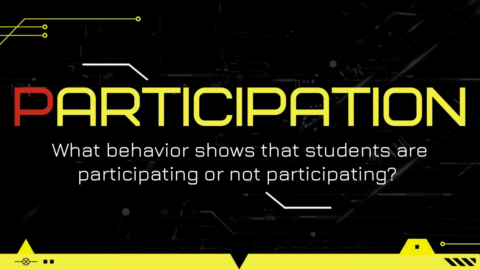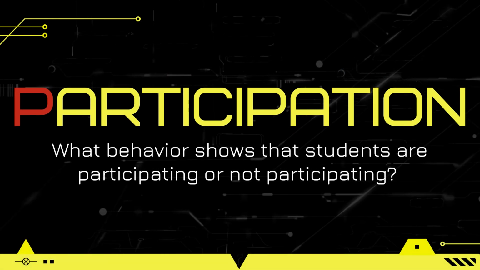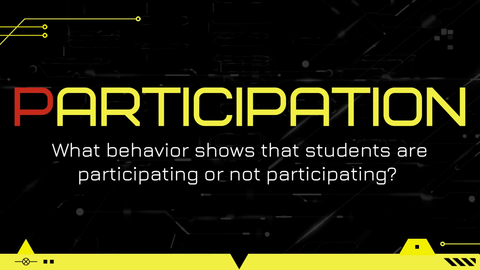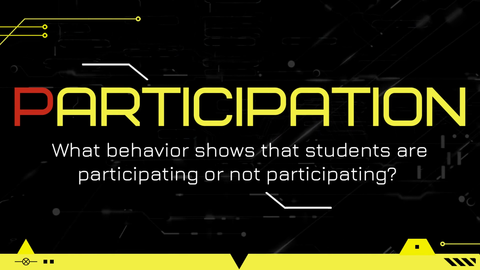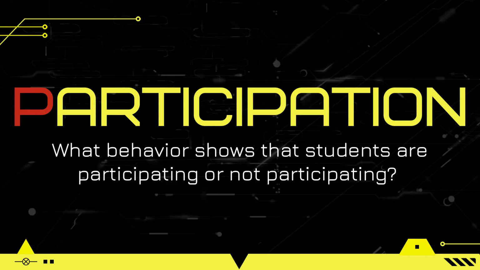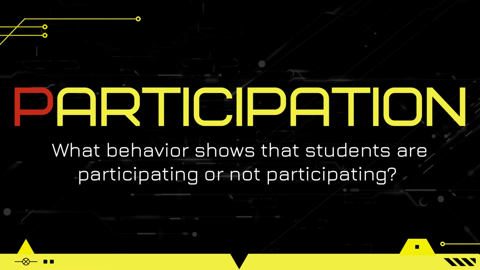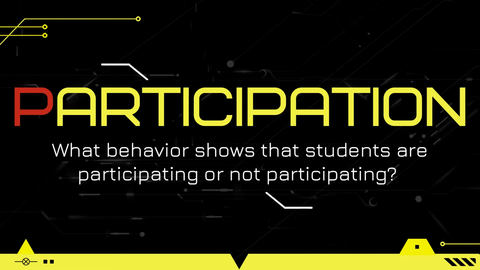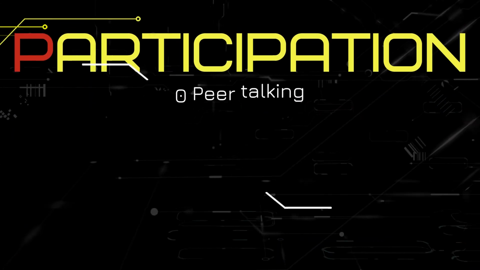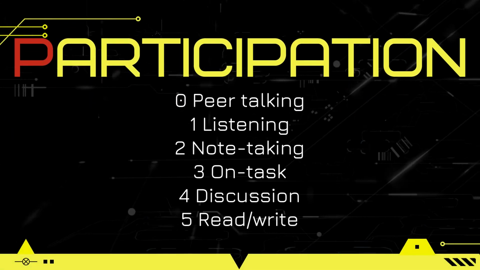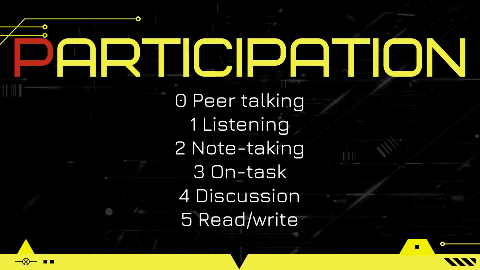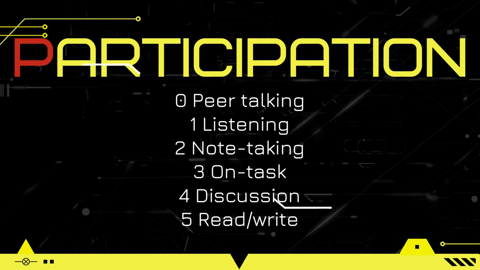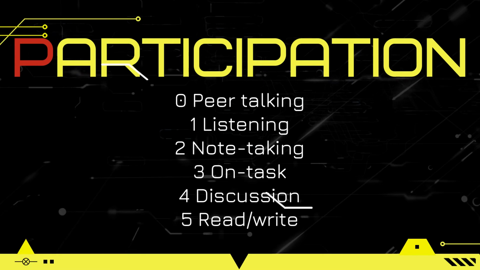So what behaviors in this class will show that the students are fully participating and they're doing it responsibly? What behaviors are going to show when they're not participating, right? So I might put a 0 to 5 up on the board. Participation might look like peer talking, or it might look like listening. It might look like note taking. So if I'm reading, they should be taking notes.